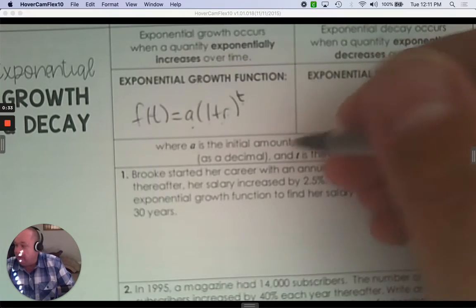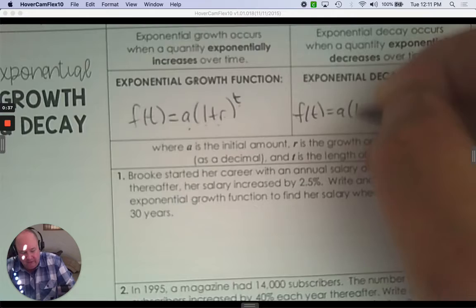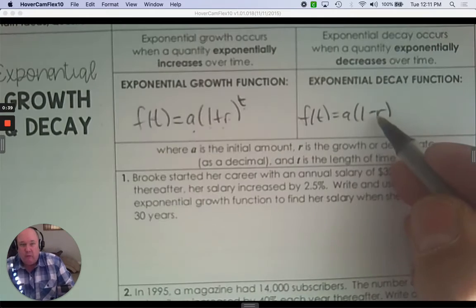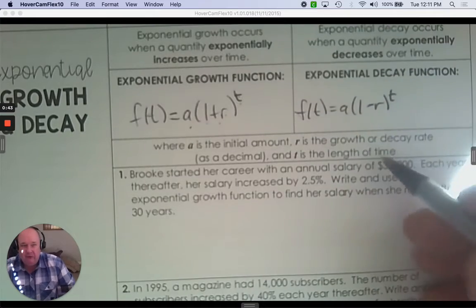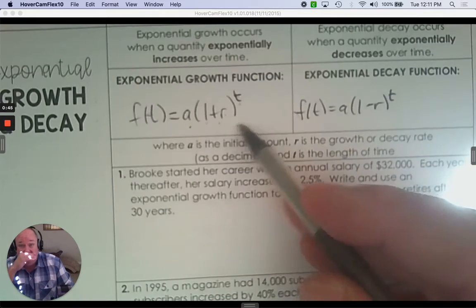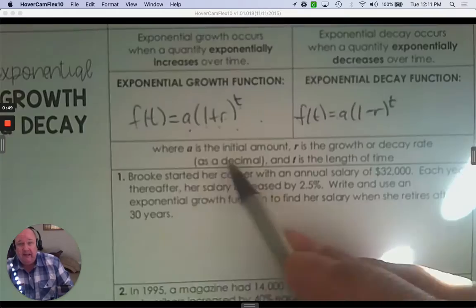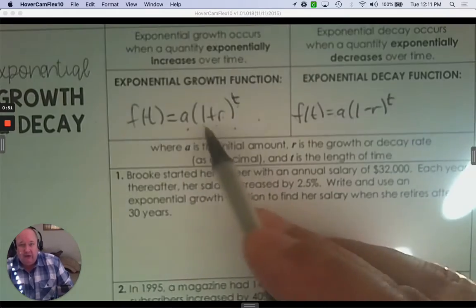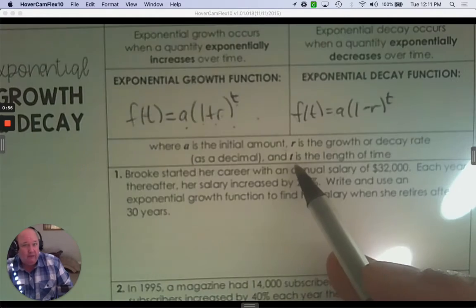Now I want you to notice what's the difference between that and the decay formula: instead of adding, the rate is not positive, but the rate is negative. Everything else is the same. So we're going to use these two formulas. The one on the left, if it's growing, the one on the right, if it's decaying. A is going to be our initial amount. R is the growth rate. T is the time, whatever the length of time is.